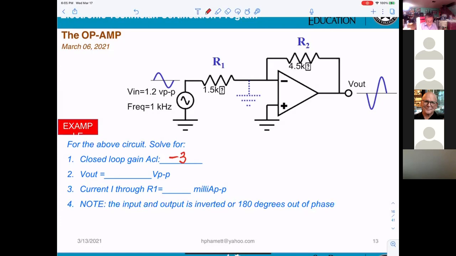VL will be 3.6, which is 3 times 1.2. Don't put the negative, okay? This is the AC. It is only telling you, input is positive, output will be negative. They will be 180 degrees out of phase. For DC calculation, you can put a negative, but for AC calculation, you have to tell them if they are in phase or out of phase.